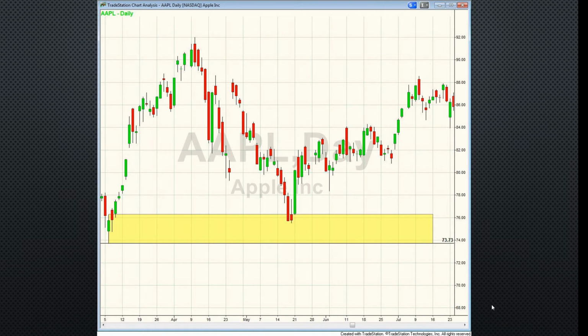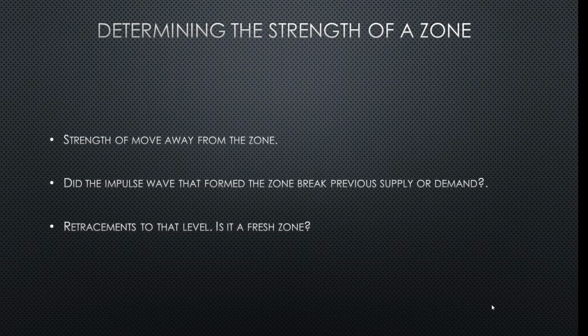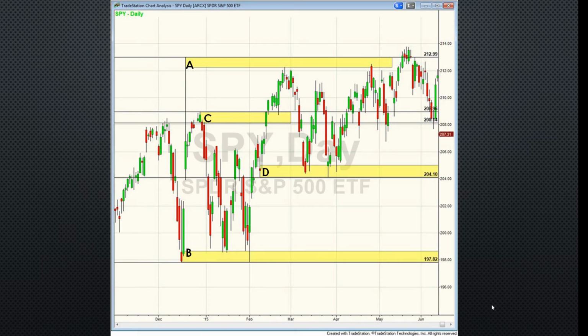In the previous examples, we were looking at supply zones, so we're looking for short trades. The principles are the same for demand zones and long trades. There are 3 basic things that we look at to determine the strength of a zone. The first thing we look at is how fast and how far price moved away from the starting point of the zone. We would then look and see if the impulse wave that created the zone broke through previous supply or demand. Next, we want to make sure that this zone is a fresh zone. In other words, we do not want this to be a retrace from a previous supply or demand zone.